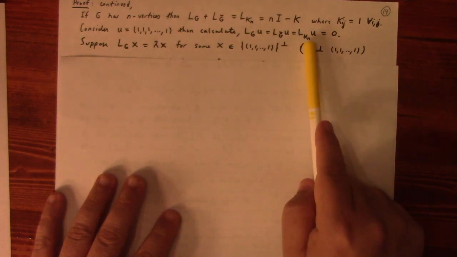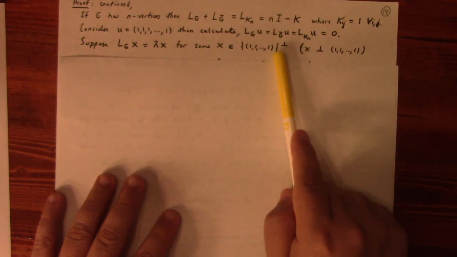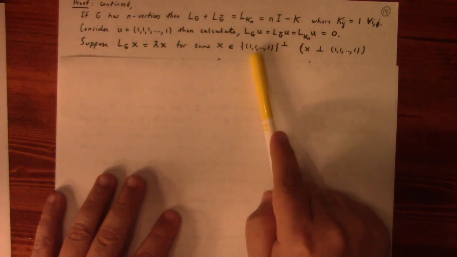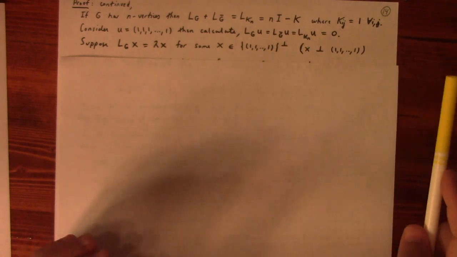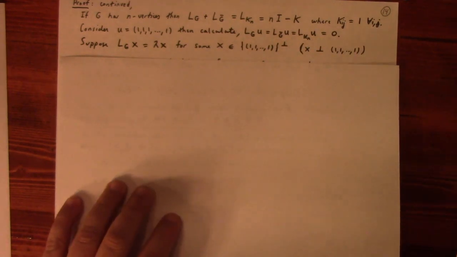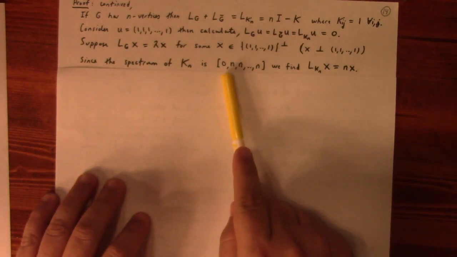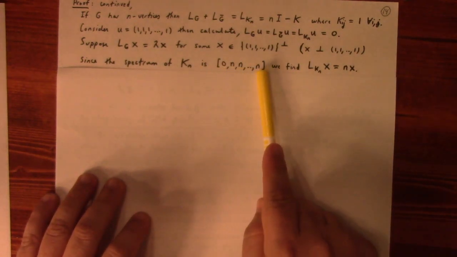You could have two if the 0 space is more than one dimensional. It's possible to have another vector in addition to this which is perpendicular to that in the 0 space itself. But that's not possible here because the complete graph has spectrum 0 and n.